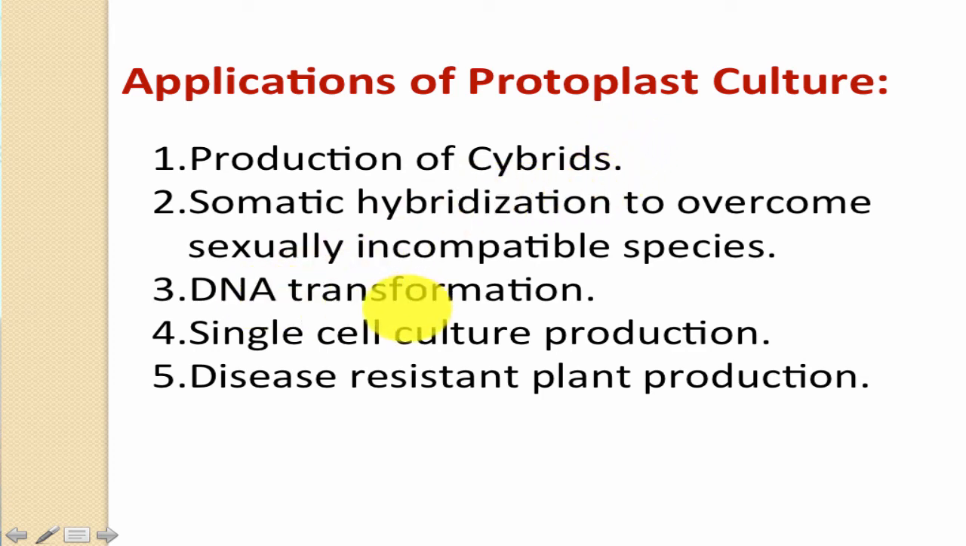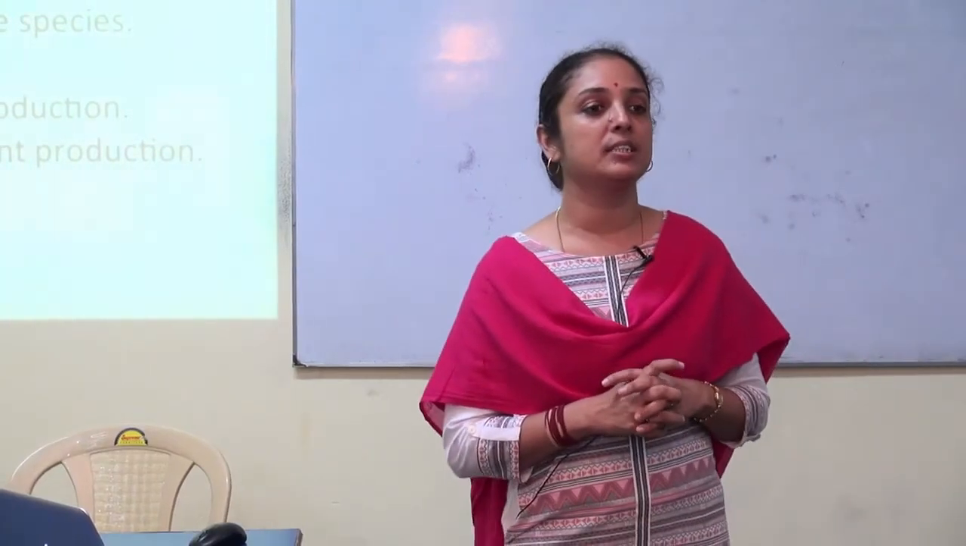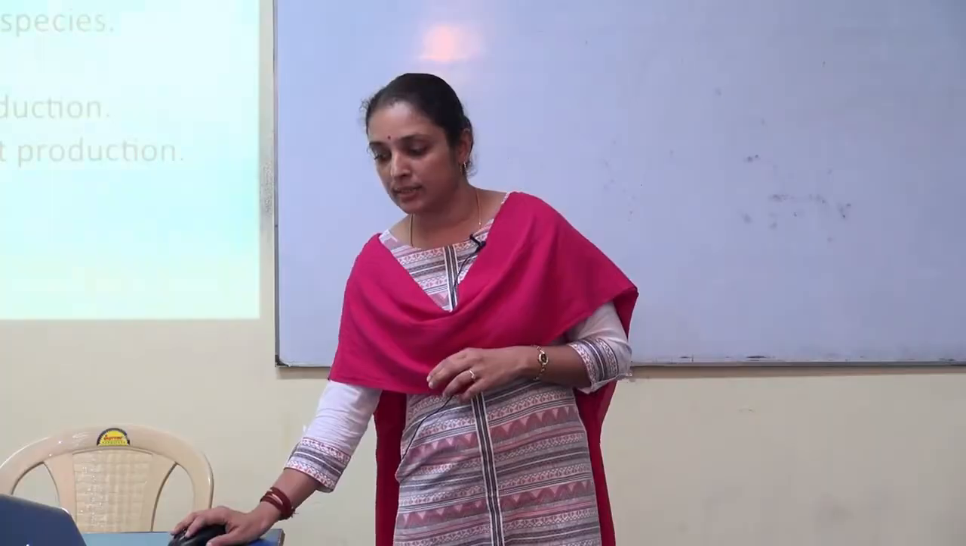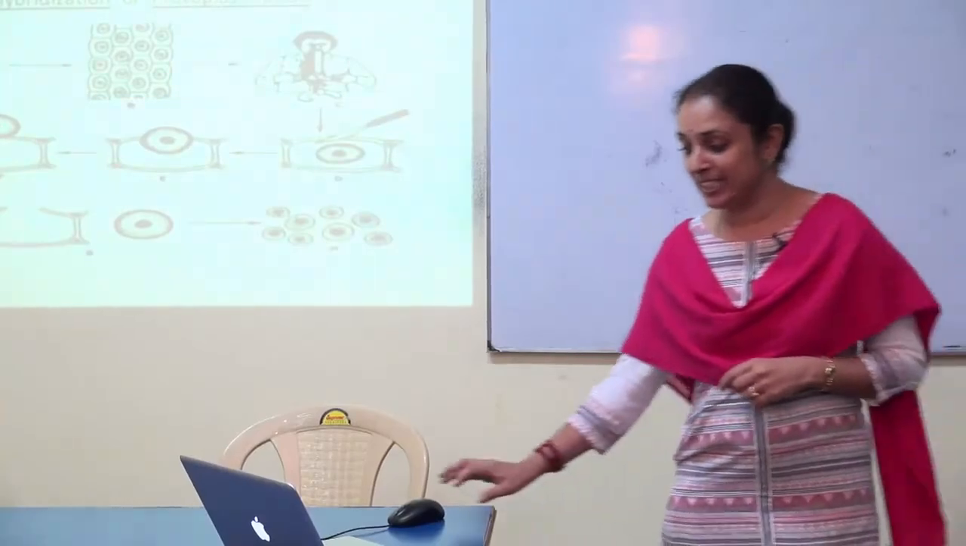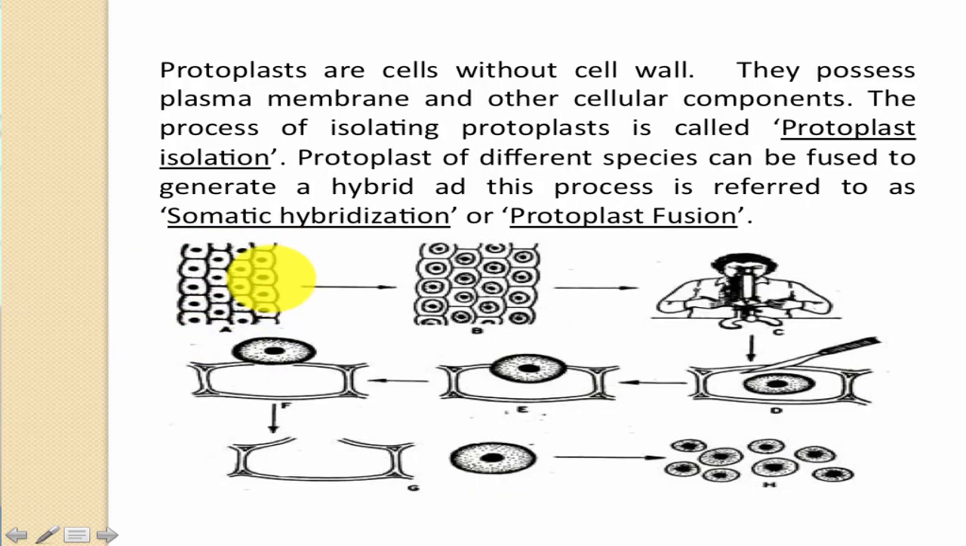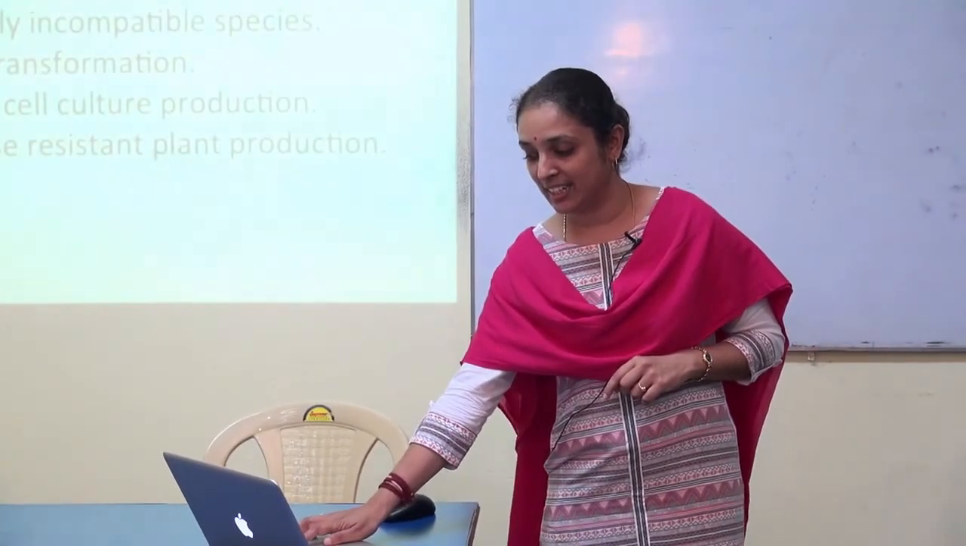The next is DNA transformation. DNA transformation is possible through protoplast culture if other facilities are not available in the laboratory. And then there is single cell production. What is single cell culture? Can you see here there are clumps of cells? You subject the explant to a mechanical method, and then you isolate protoplasts, which is also called single cell culture. That is possible through protoplast culture.